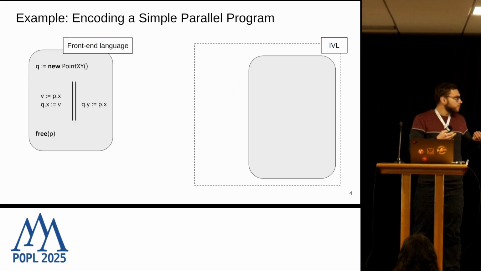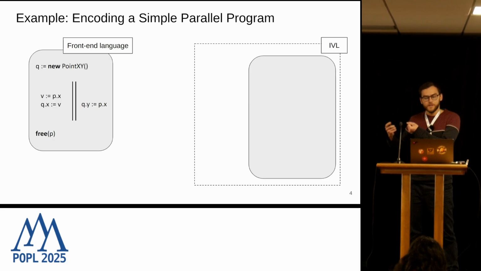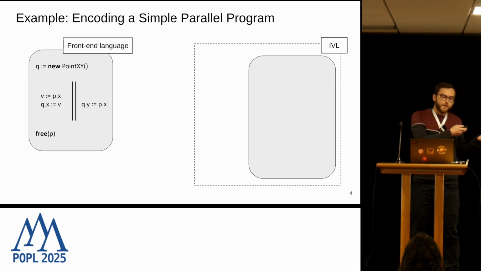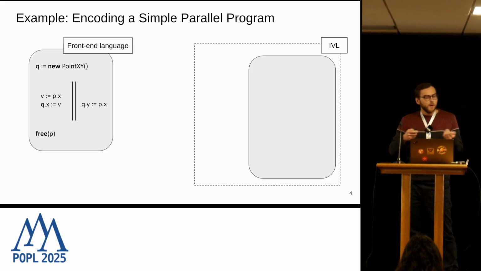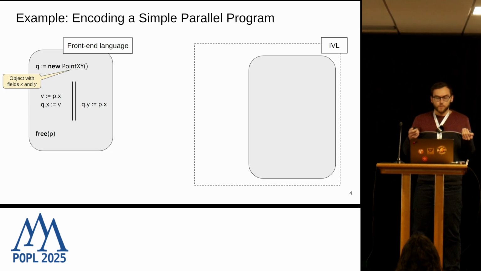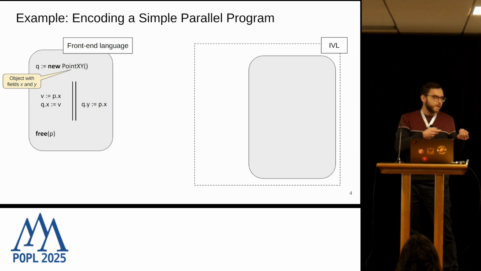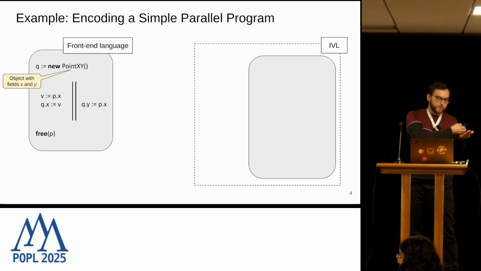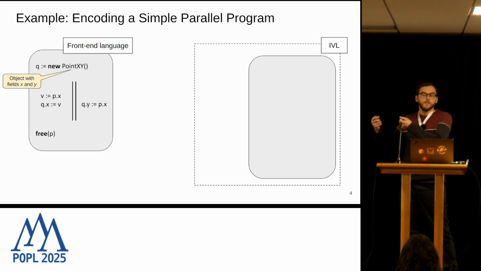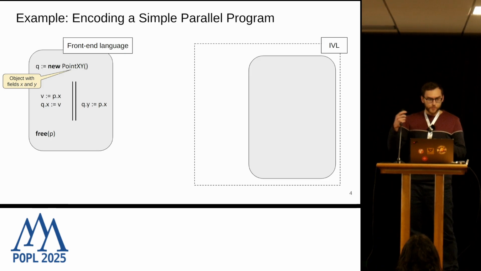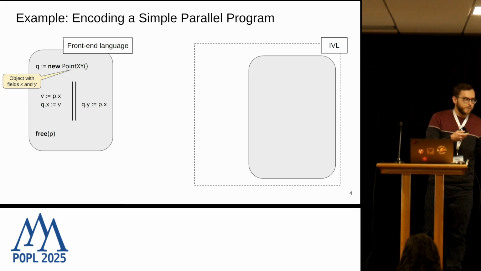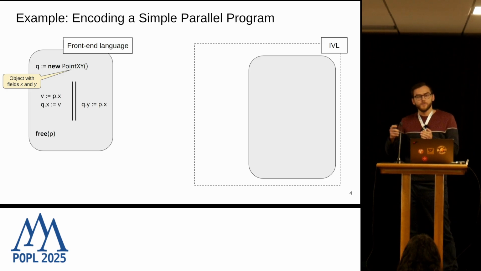So let me show you more concretely what it means to encode a program and its specification into an intermediate verification language for separation logic. On the left, we have a simple parallel program where we first allocate a new point, so a new object with fields x and y. Then in parallel, we will update the fields of q, so q.x and q.y, using another point p. And at the end, we will deallocate p. So this is the program we want to verify.